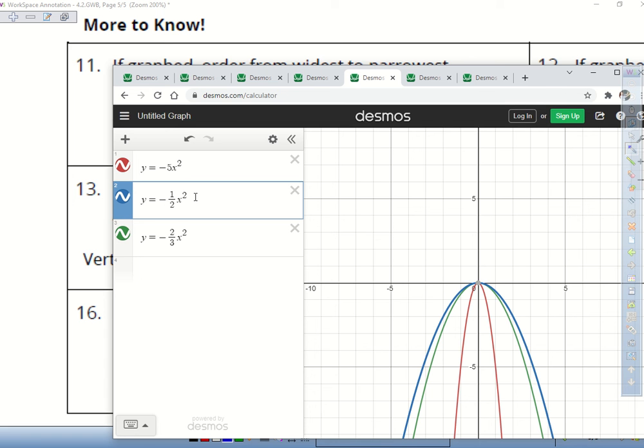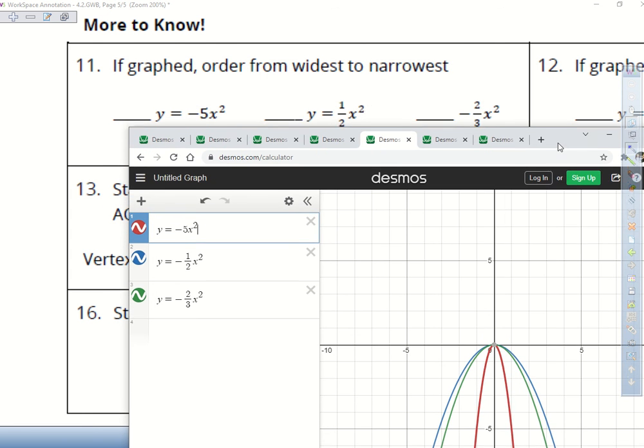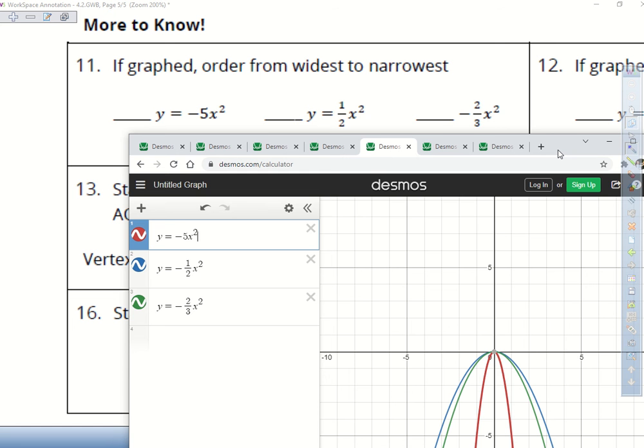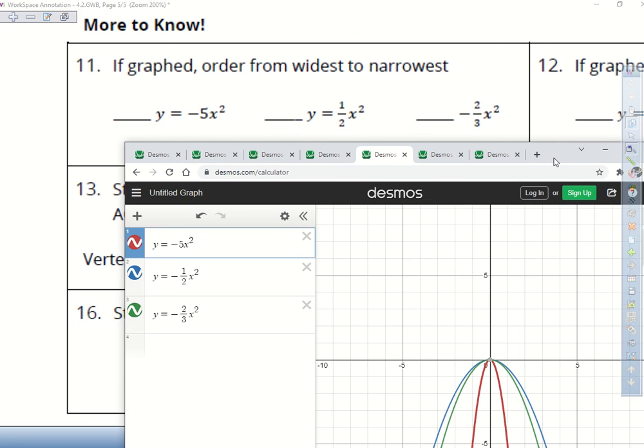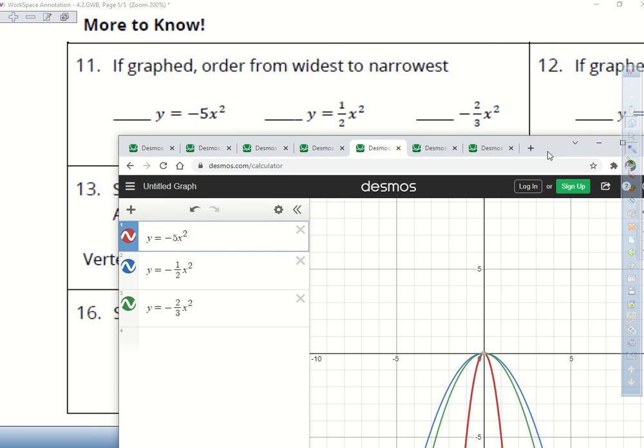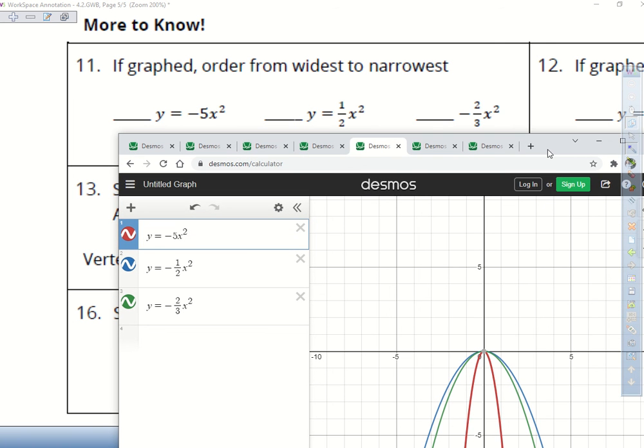So what do you notice about the blue one? It's the widest. And what do you notice about the red? The narrowest. Good. So can anybody come to a conclusion with this? From this information, what do you notice about the values? How does it affect the graph?